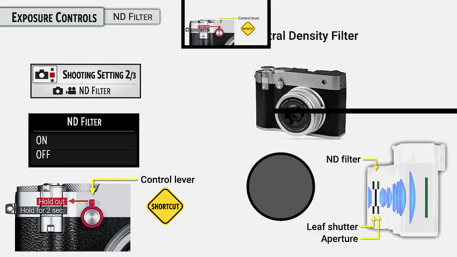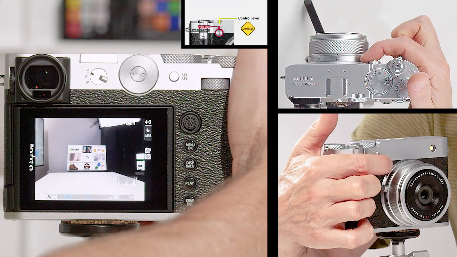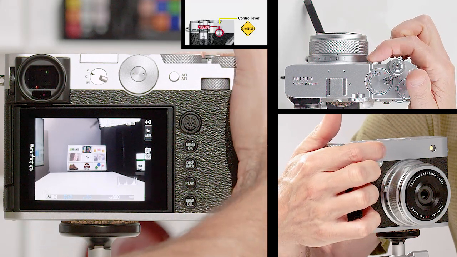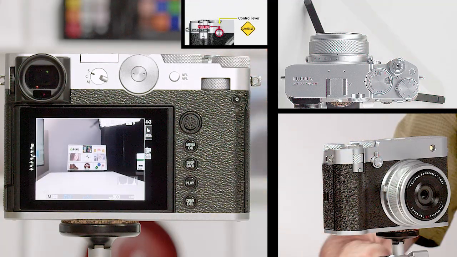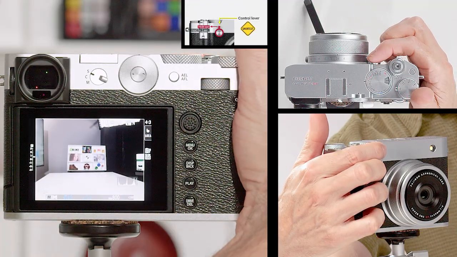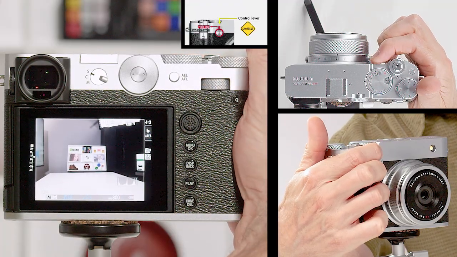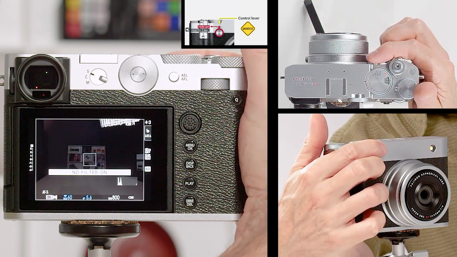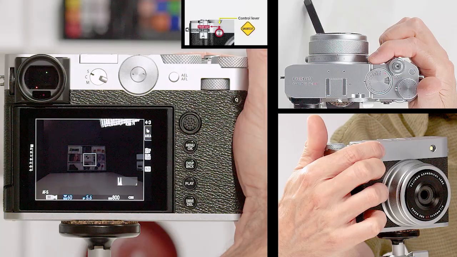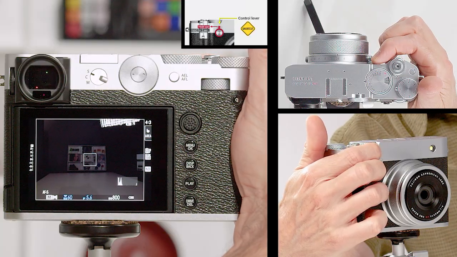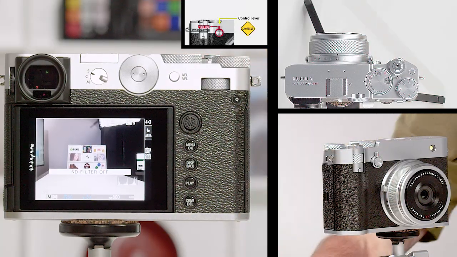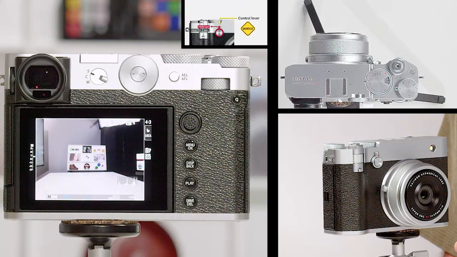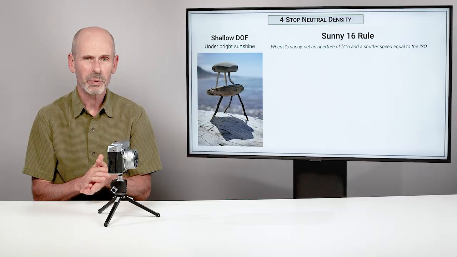So if you hold it out for 2 seconds, and so you pull it towards the outside of the camera for 2 seconds, it'll engage that filter. Let's go ahead and give that a try. So hold it out for 2 seconds, and you can see it flips on that neutral density filter. If I want to turn it off, I hold out for 2 seconds, and then it turns that neutral density filter off. Now let's talk a little bit about why you would want to use this.